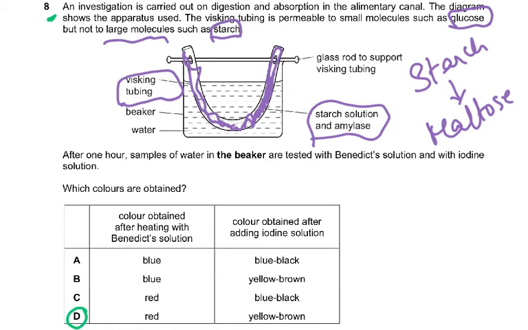After 1 hour, samples of water in the beaker are tested with Benedict's and with iodine solution. Which colors are obtained? Naturally, with Benedict's it is going to be red, because red is the color if reducing sugars are present. And when we add iodine to this, the iodine will not change color. Iodine only changes color when it comes in contact with starch. But you've got to remember the starch molecules did not come out into the water. So iodine will not turn black. It will remain yellow-brown, because iodine's color is yellow-brown. If you're not clear on this, type in a Google search for iodine color and how it changes, and what the different colors are.